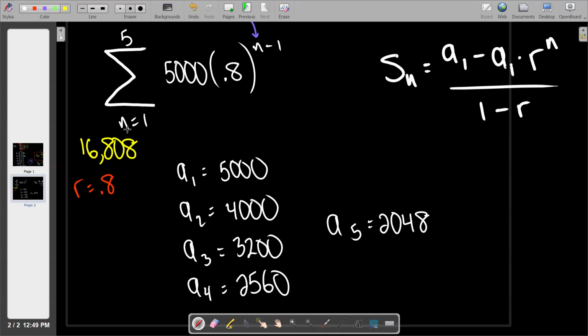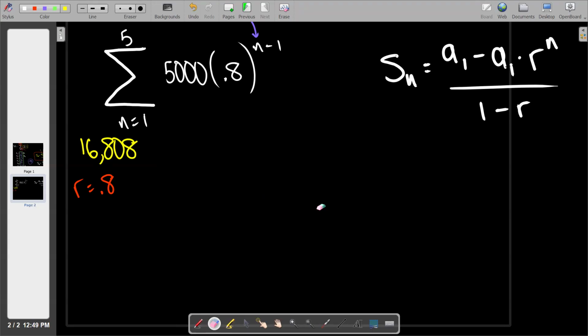All right, let's look at how we can apply the formula to this instead of writing it out. Because again, there are going to be situations where doing this is not even really within reason. Writing out all the terms would be nuts. So let's go through our cast of characters. We already know who R is, 0.8.